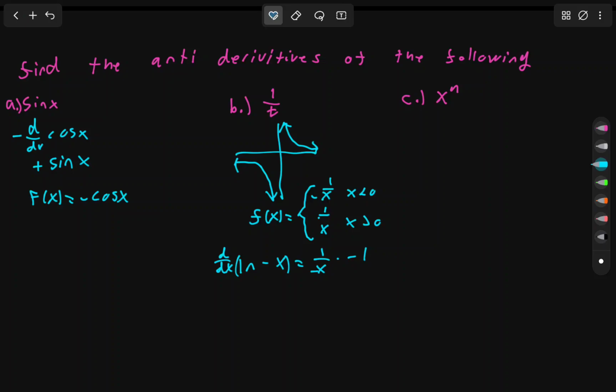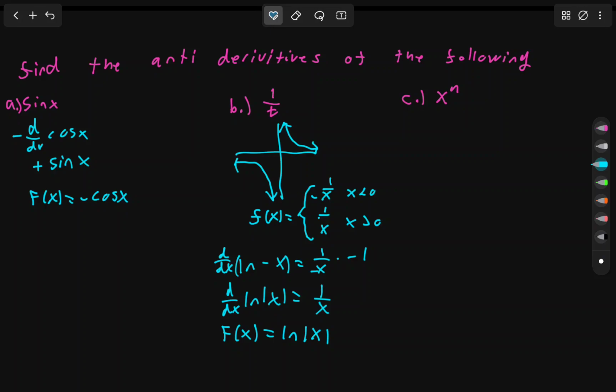Well, what this shows us is the derivative of the natural log of the absolute value of x, whether x is negative or positive, is equal to 1 over x. So we say the antiderivative, or in this case, capital F of x, is going to be the natural log of the absolute value of x.